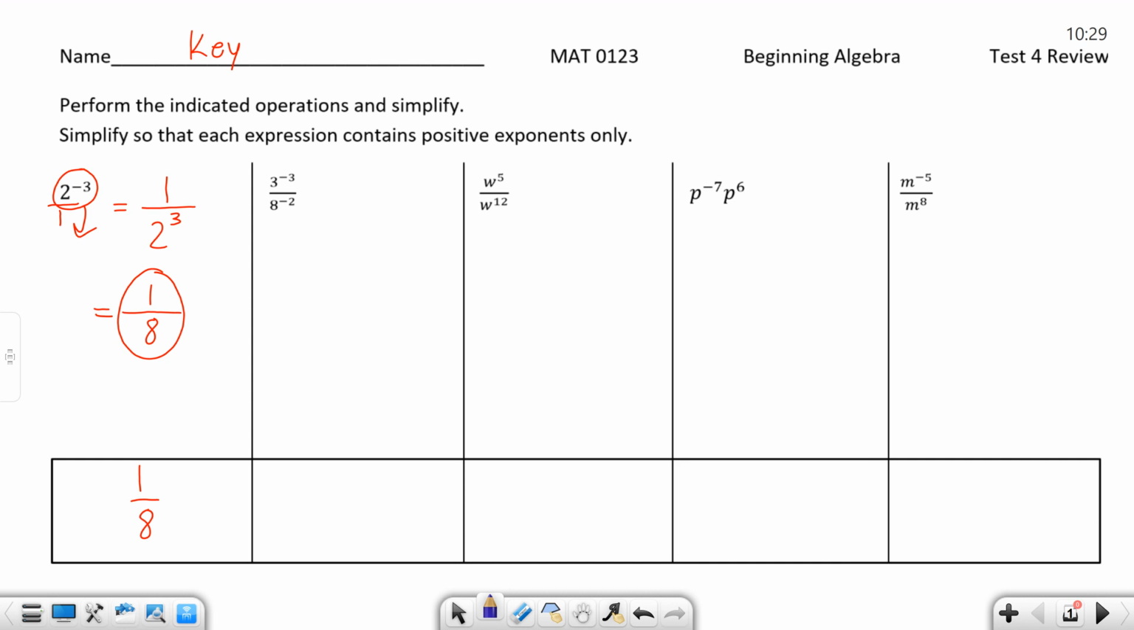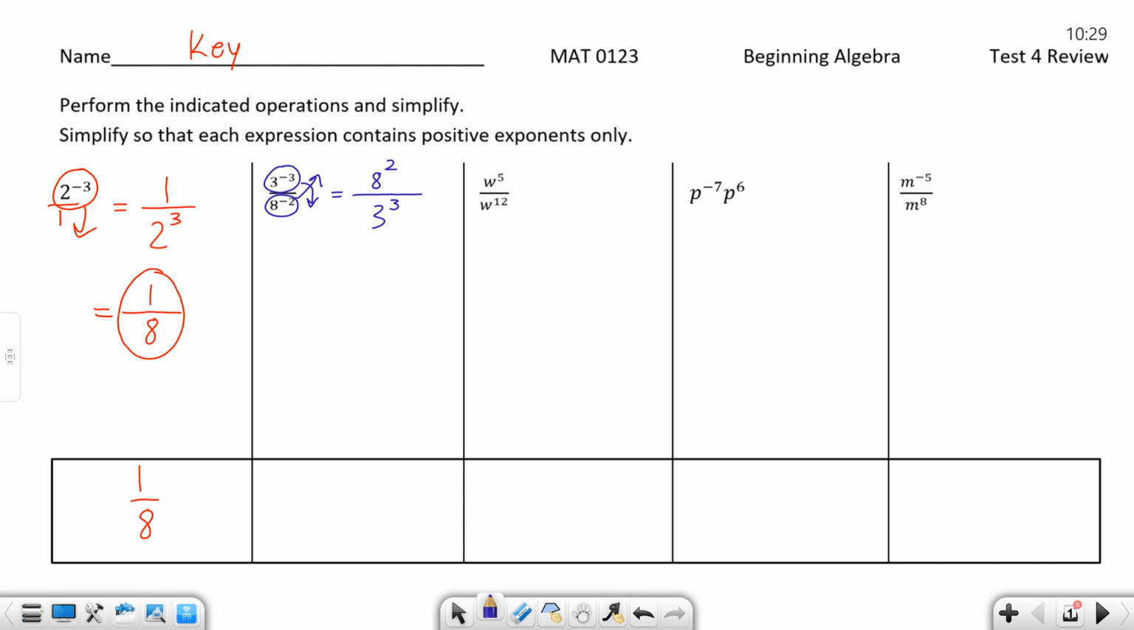We have, again, a negative exponent. What do we do with the negative exponent? We move it. So this goes down. This one here moves up. So we're left with 3 to the third down here and 8 squared in the top, in the numerator.